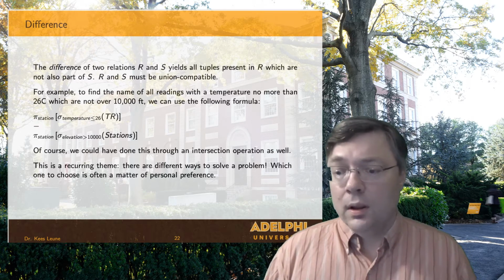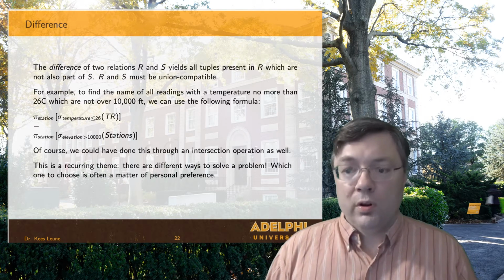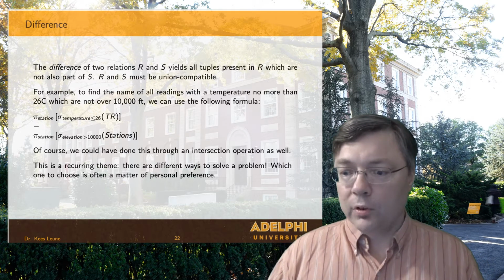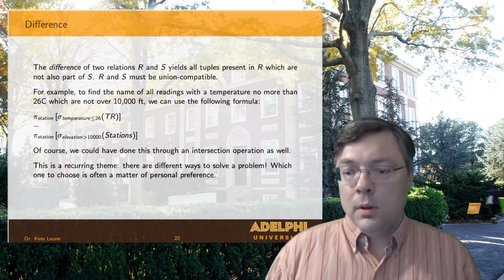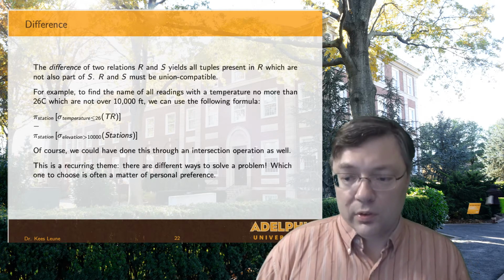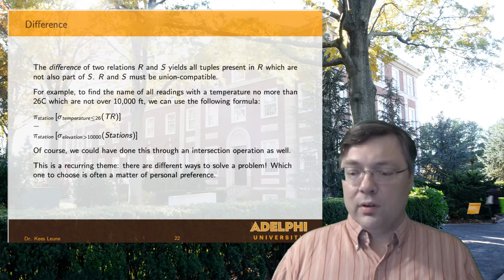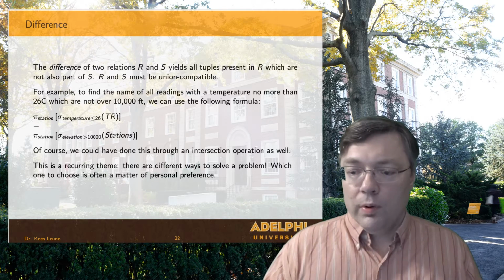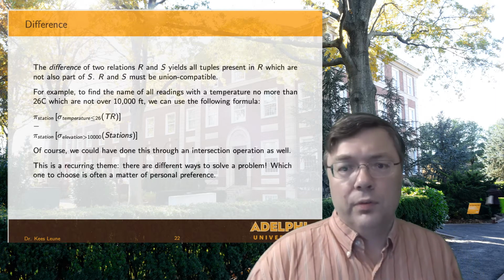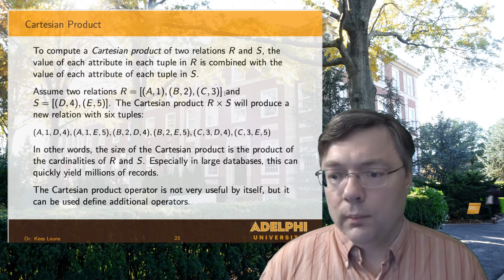Or in this particular case, I might be interested in finding the names of all temperature readings with a temperature no more than 26 degrees Celsius, which are not over 10,000 feet. So again, we're projecting the station name out of the selection of all stations with a temperature that only records values less than 26. But we're going to take away from that all the stations that are located over 10,000 feet. And so, recurring theme: there are different ways to solve the same problem. Which one to choose, that's often your own personal preference. But we can create the formula this way.